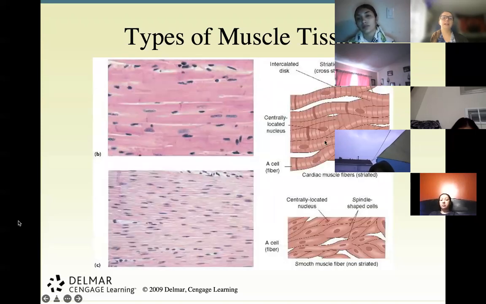Now, when we don't see any striations on the muscle, like smooth muscle, this is non-striated. Look at how different that looks under the scope. It's way less pungent in color. We can still observe the nucleus, that's that dark purple uptake on the stain there, but it's definitely not as pronounced as looking at our other cardiac or skeletal muscles.